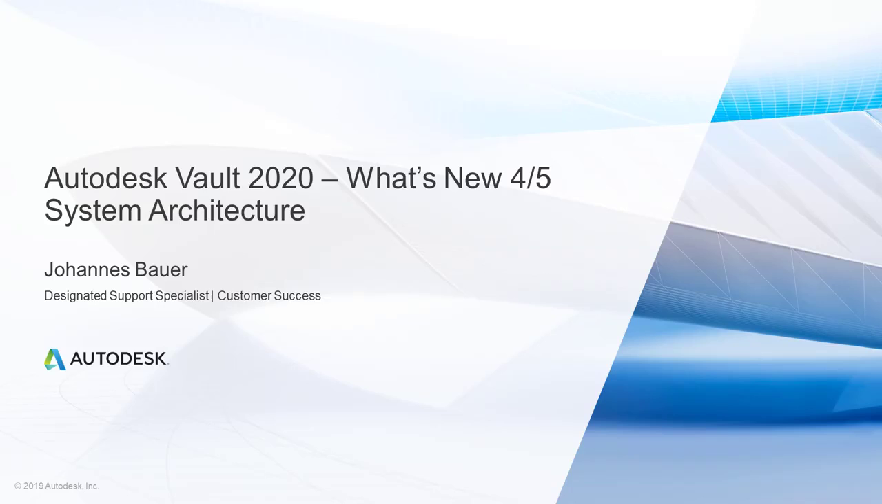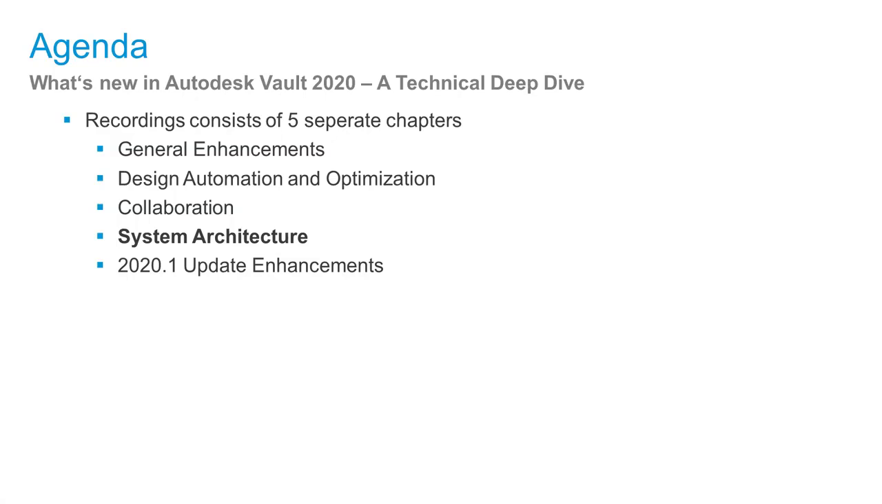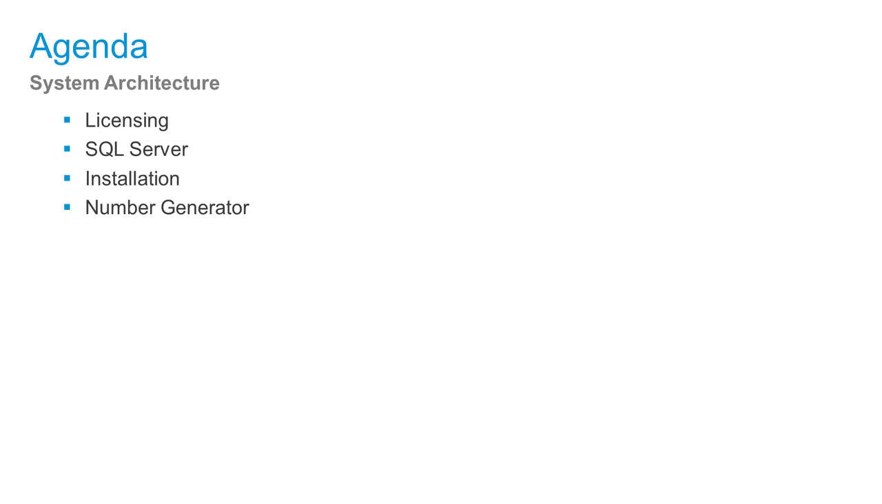Let's take a look at what we are planning to discover in this series. The technical deep dive includes 5 separate chapters, where this is the fourth part about changes in the system architecture. We already talked about general enhancements, design automation and optimization, and collaboration, and we'll talk in the fifth part about 2020.1 update enhancement. Please find the links to the other chapters in the comment section. In this part for system architecture, we will talk about licensing, news in SQL Server, news in installation, and number generation.